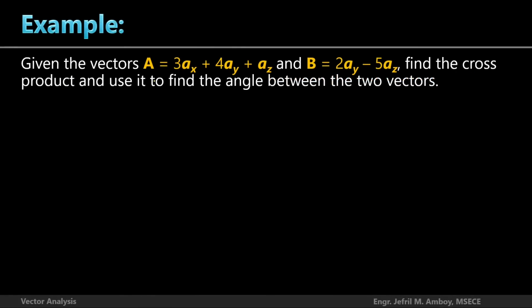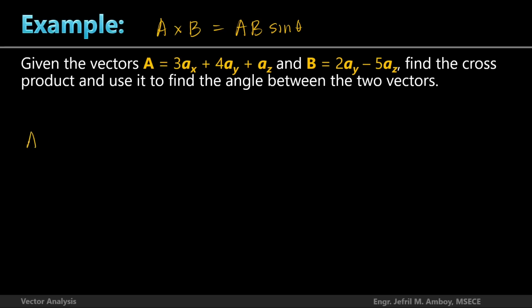Given the vectors A equal to 3ax plus 4ay plus az, and B equals 2ay minus 5az. So this is three-dimensional while this one is two-dimensional. Find the cross product and use it to find the angle between the two vectors. Okay, so here we cannot use the definition that A cross B is equal to AB sine theta. Why? Because here we don't know the angle between A and B. So what we can use is the determinant method.